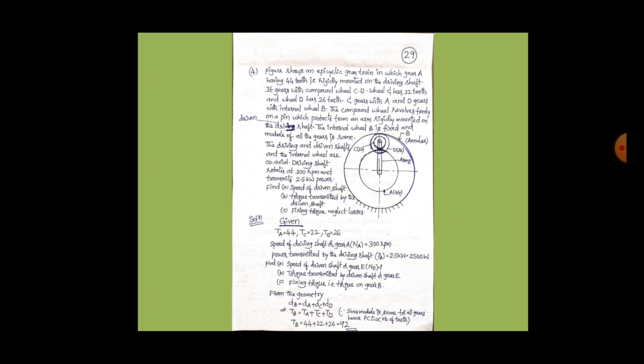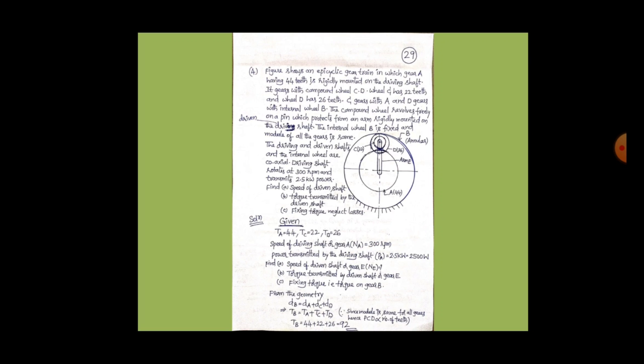Wheel C has 22 teeth and wheel D has 26 teeth. So, number of teeth on wheel C, that is TC, is equal to 22. Number of teeth on wheel D, that is TD, is equal to 26. C gears with A and D gears with internal wheel B. The compound wheel revolves freely on a pin which projects from an arm rigidly mounted on the driven shaft.